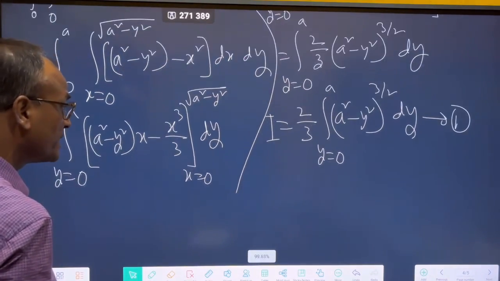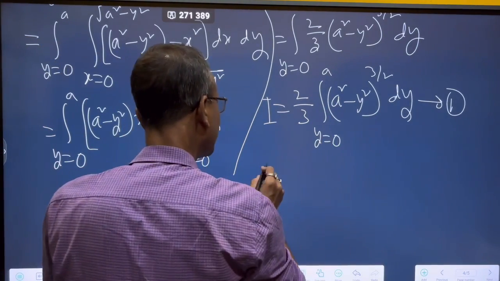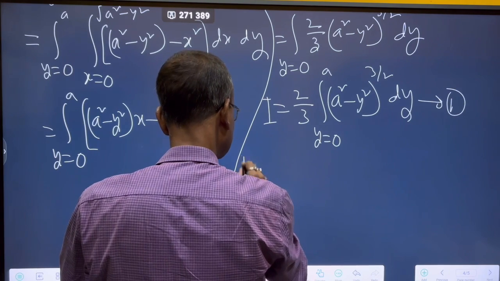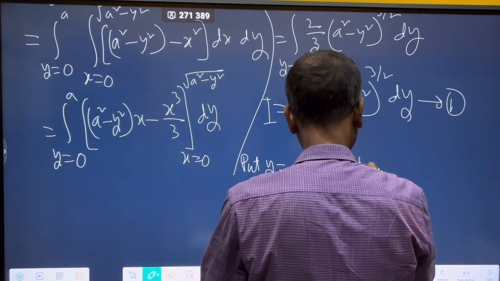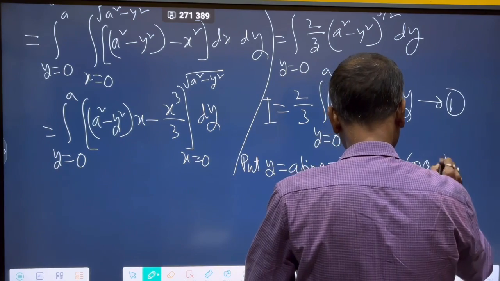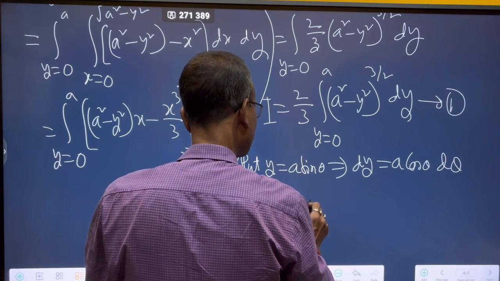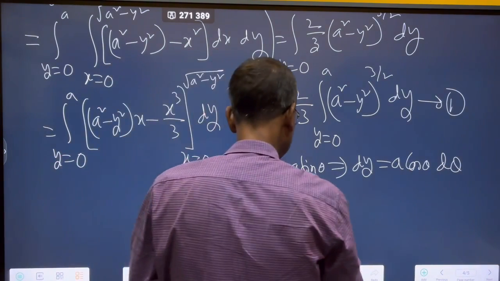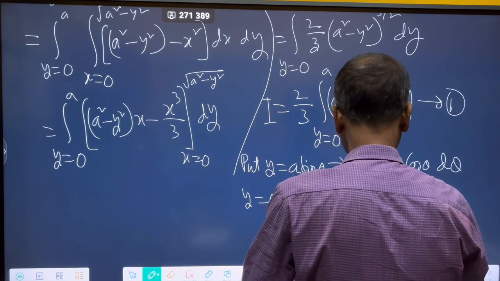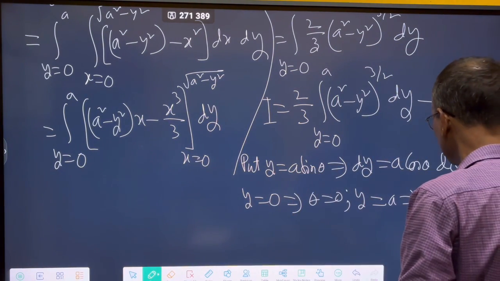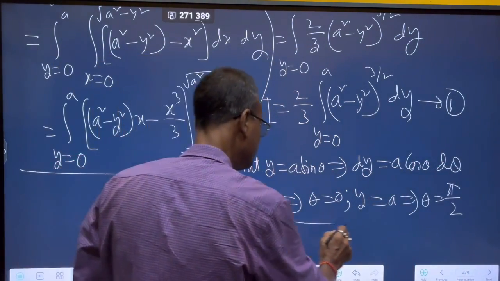Now, to evaluate this integral, put y equal to a sin theta. This means dy equal to a cos theta d theta. Y equal to 0 means theta is equal to 0. Y equal to a means theta is equal to pi by 2. Therefore, theta will be pi by 2.